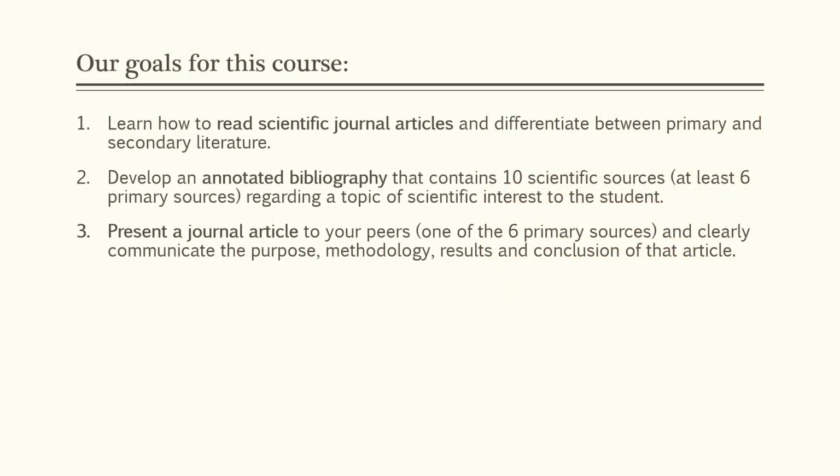Our goals for this course are, first, to learn how to read scientific journal articles and be able to differentiate between primary and secondary literature. Second, to develop an annotated bibliography that contains 10 scientific sources. At least 6 of these need to be primary sources, and they're going to be about a topic of scientific interest to you, the student. And third, present a journal article to your peers, one of those 6 primary sources that you selected, and clearly communicate the purpose, methodology, results, and conclusion of that article.